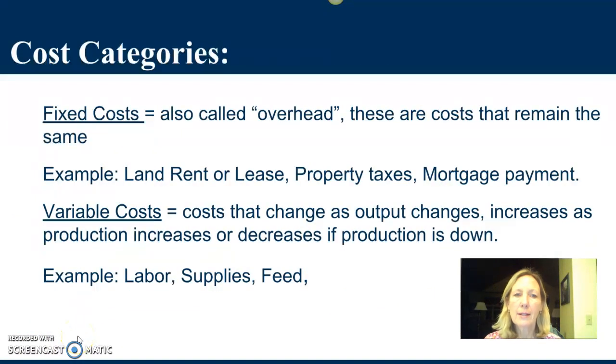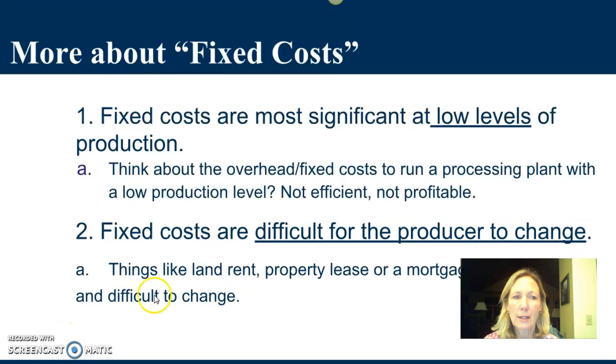So fixed costs are also called overhead. These are costs that remain the same at any level of production. If you're given a farming operation, a good example of fixed costs would be something like the cost of a lease, property taxes, or your mortgage payment. Those are overhead or fixed costs. Variable costs, on the other hand, are costs that change as output changes. They increase as production increases, or they decrease as production decreases.